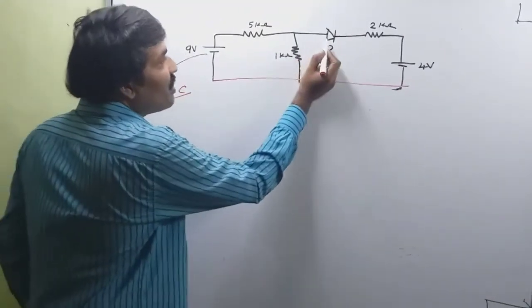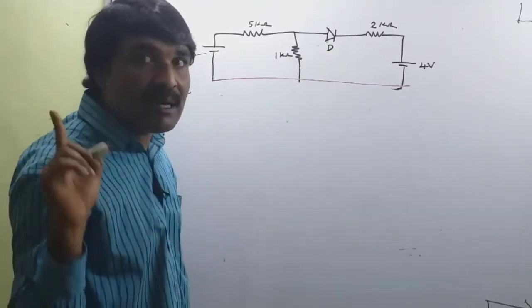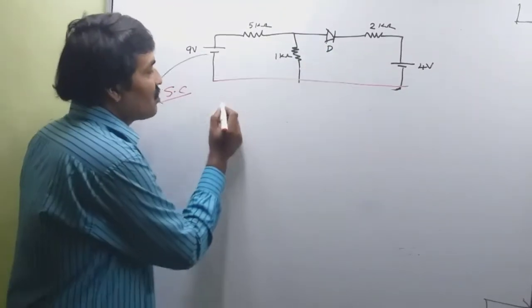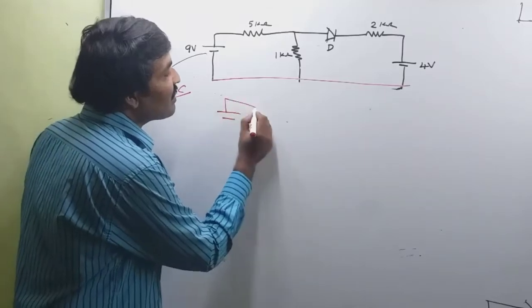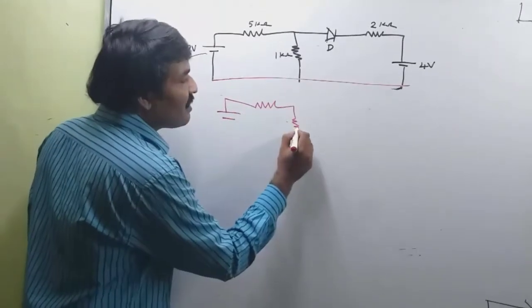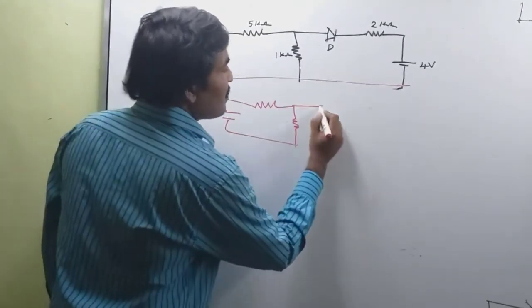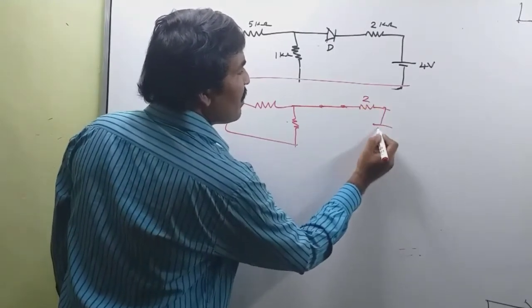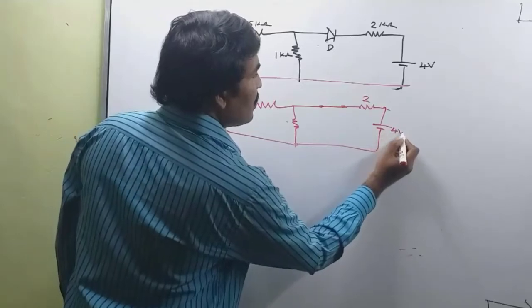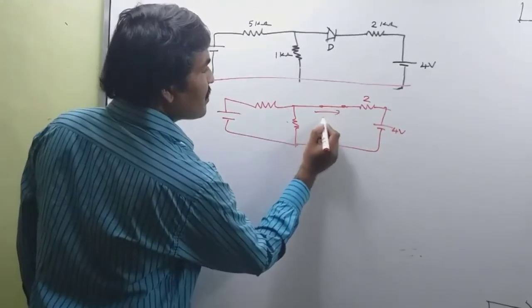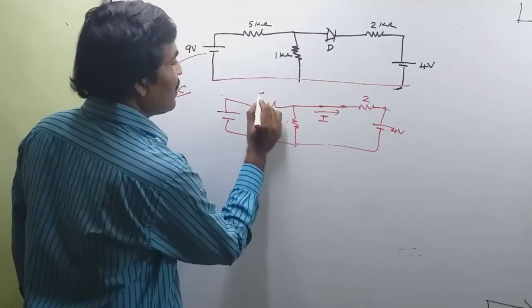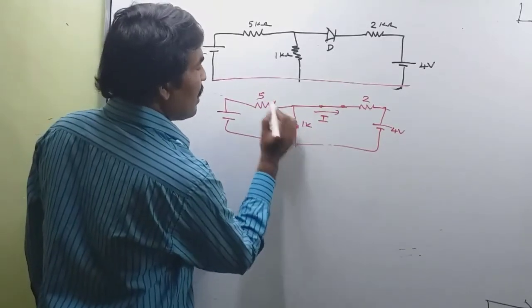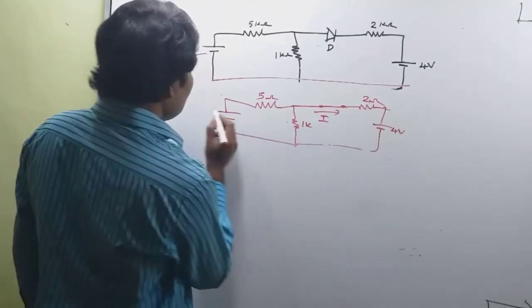What do we have to do? We just replace the diode by a closed switch. So the equivalent circuit will look like this, right? This is a closed switch. This is 2K. Again we have 4 volt. This is the current passing through the circuit. This is 5K, this is 1K, 5K, 2K, 9 volt.